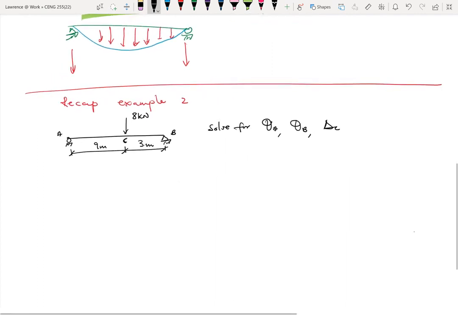All right. So in terms of the solutions, we start with step A. Draw your bending moment diagram.